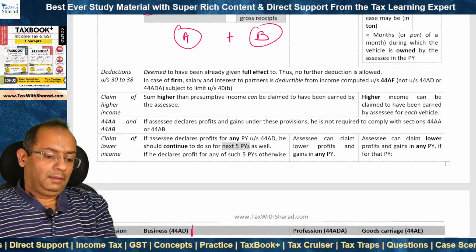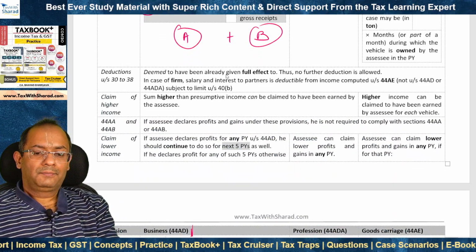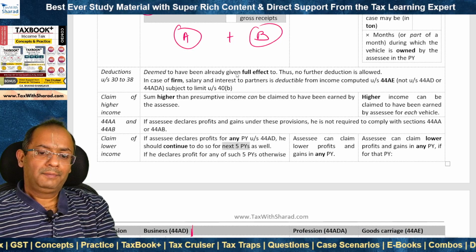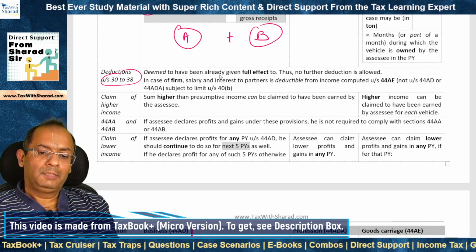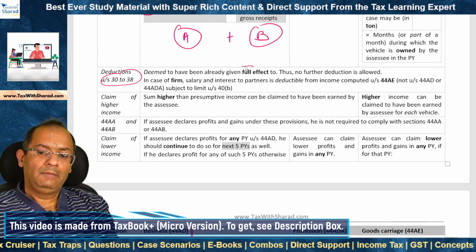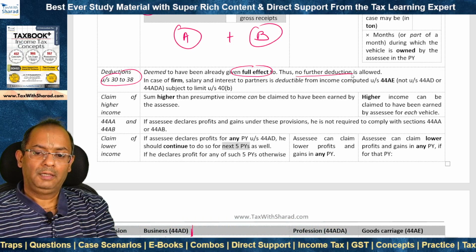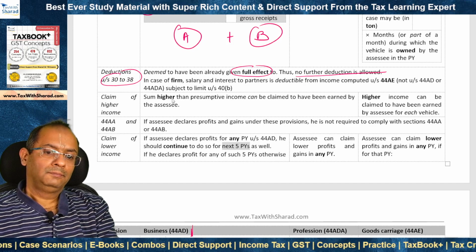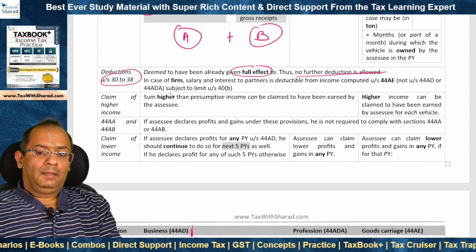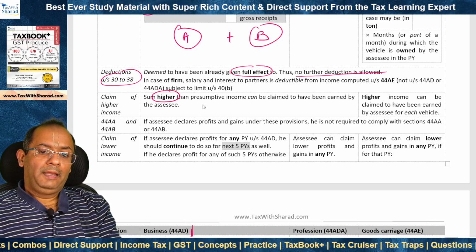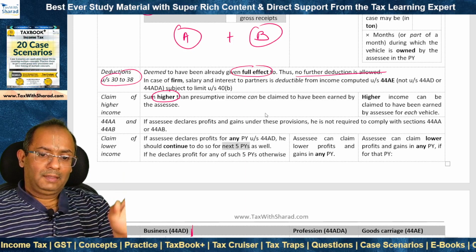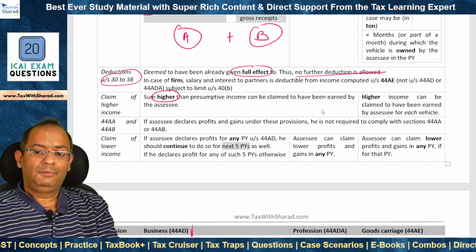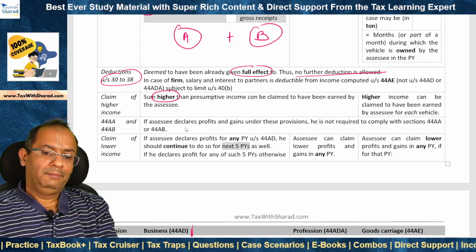Since the income is determined at a predetermined rate, deductions under sections 30 to 38, all the specific deductions are deemed to have been already given full effect to. Therefore, no further deduction is specifically allowed. The SSE can claim a sum which is higher than the presumptive income. The SSE can claim a higher sum to have been earned by him.